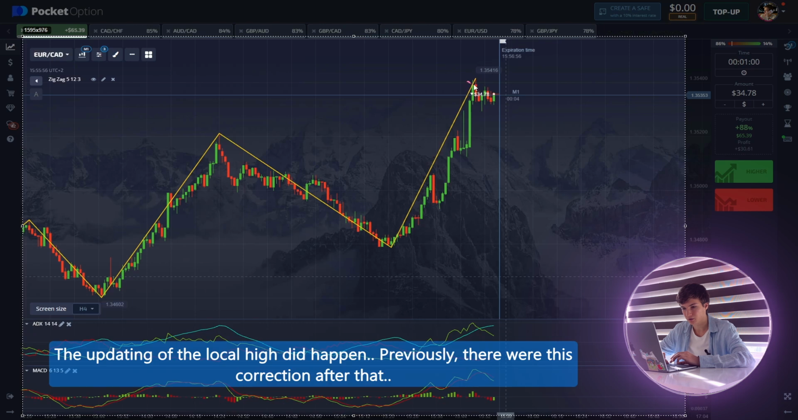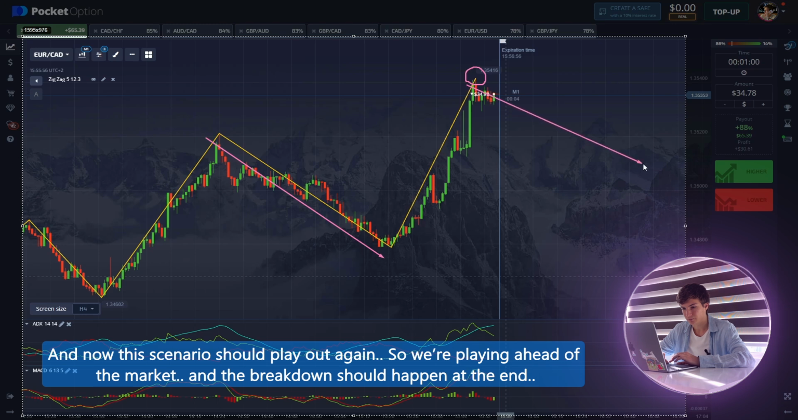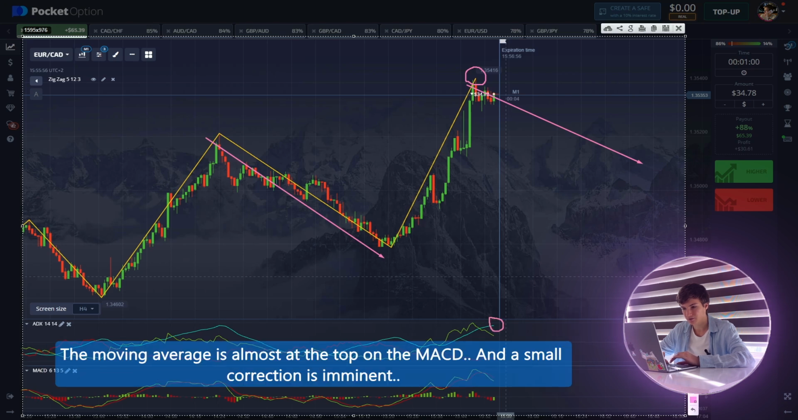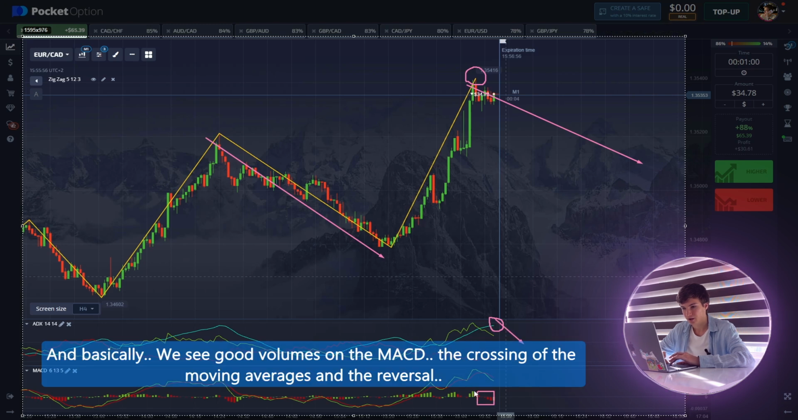The updating of the local high did happen. Previously there was this correction, and now this scenario should play out again. So we are playing ahead of the market, and the breakout should happen at the end. The moving average is almost at the top of the MACD, and a small correction is imminent. And basically we see volumes at the MACD. The crossing of the moving average is a reversal.